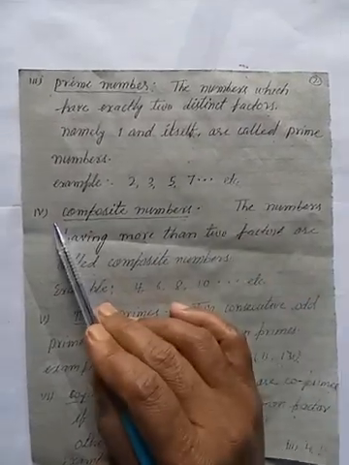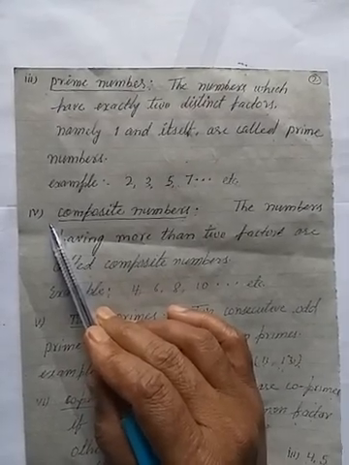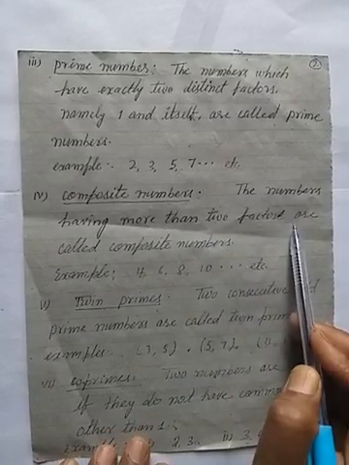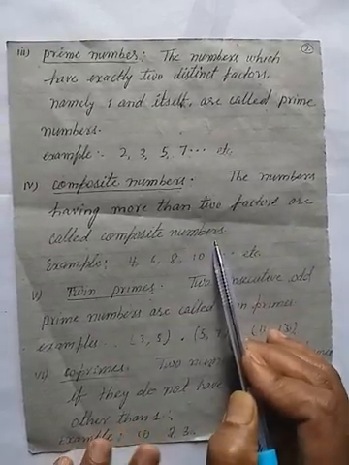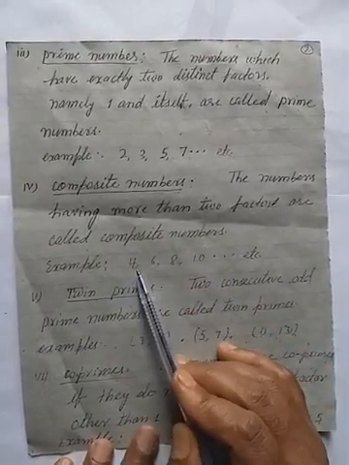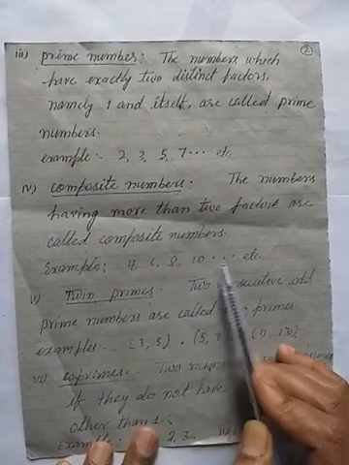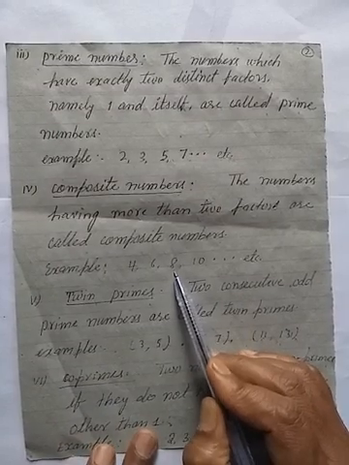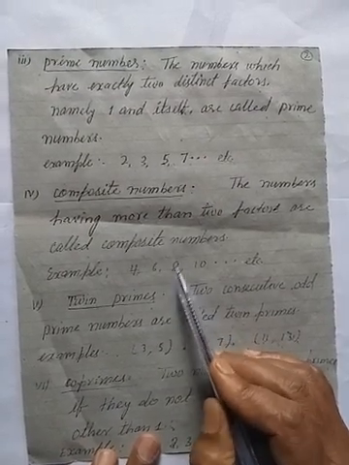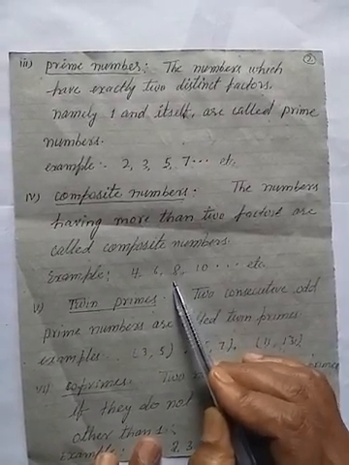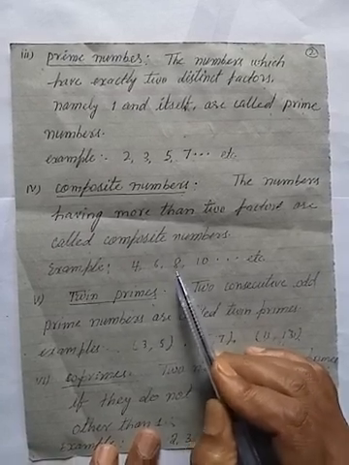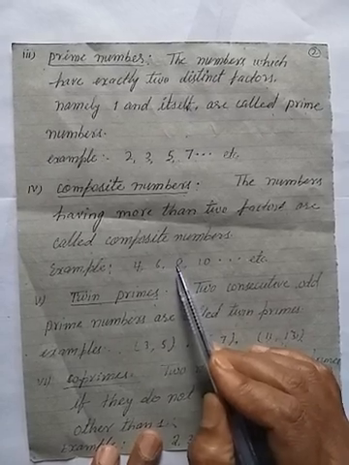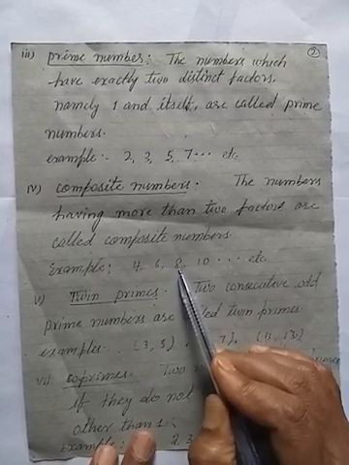Okay. Now point number 4, composite numbers. The numbers having more than two factors are called composite numbers. Let us see examples. 4, 6, 8, 10 are examples of composite numbers. Can you see how 8 is a composite number? If you find the factors of 8, the answer will be 1, 2, 4 and 8 itself. So these are more than 2 factors. That's why 8 is a composite number.